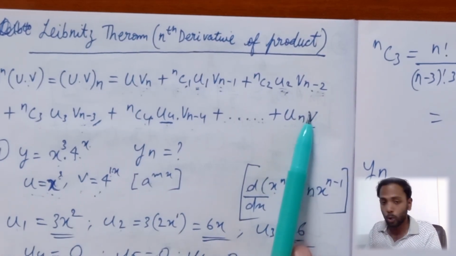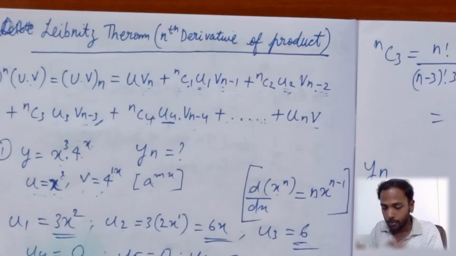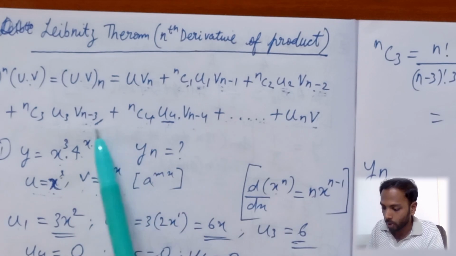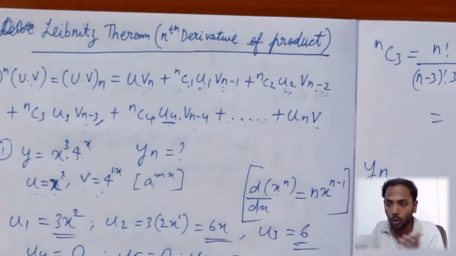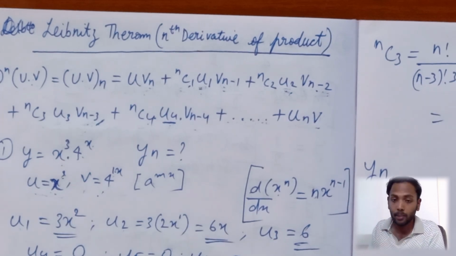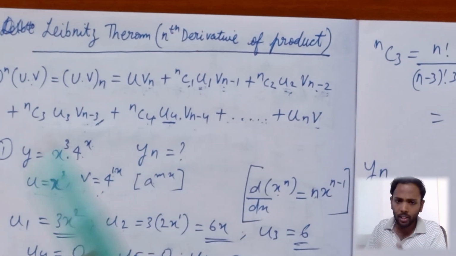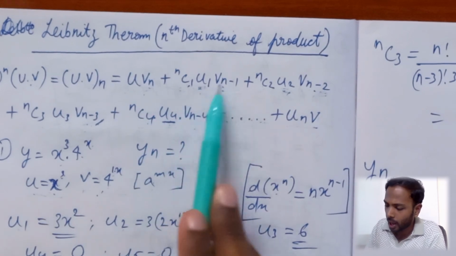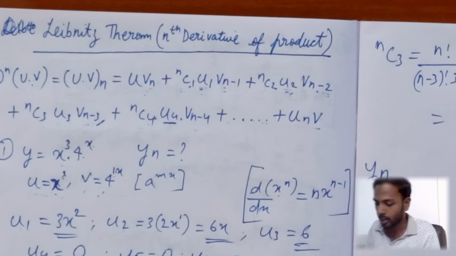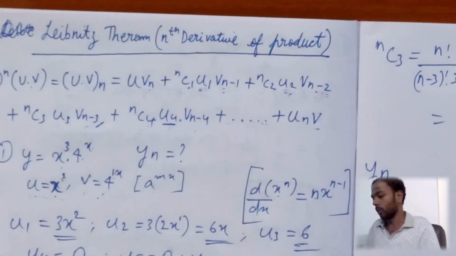So that's why it's a good practice when you're solving Leibniz theorem to always begin with finding the u's first. By that you'll know how much to solve and how many terms you will have in the final answer. Otherwise, you can make mistakes. After finding the u's, you can go for finding the v's, and then you can gradually find the NC1, NC2, NC3, NCR, and all that. Always begin with u. That's all.